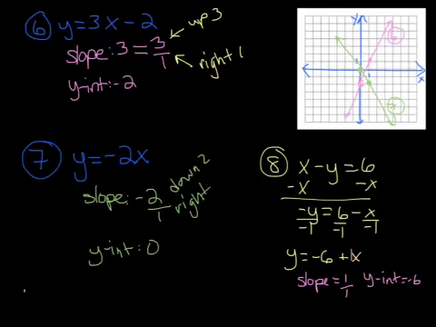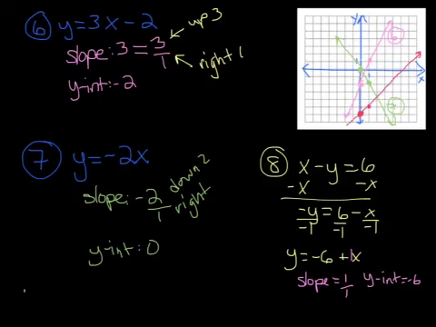So I'm going to start by drawing my intercept down at -6. And then a slope of 1 over 1 means I just go up 1, right 1, draw another point, and then draw your line through it.